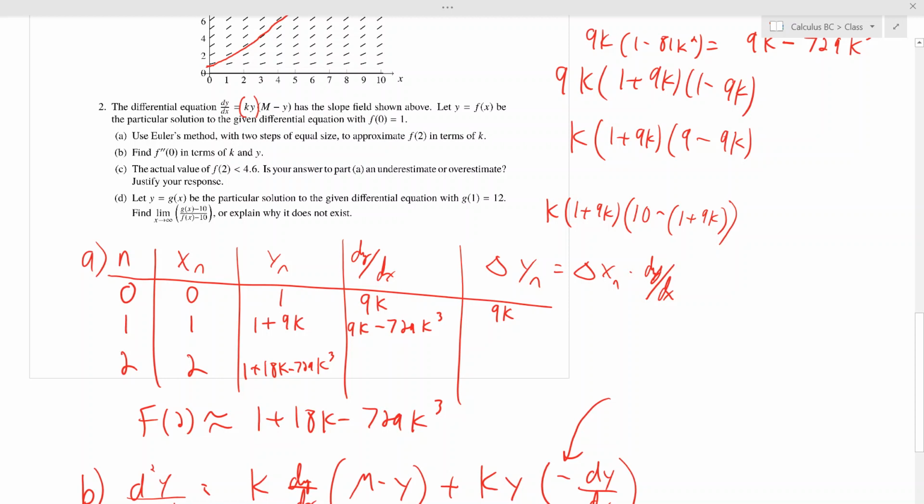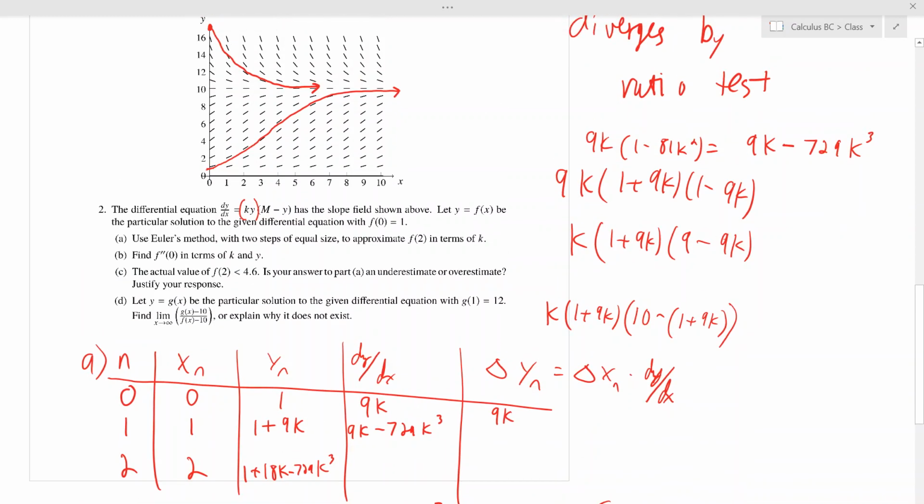B. Find f double prime, y is f of x, of 0 in terms of k and y. So we got that. But they tell us that f of 0 is 1. So I don't know why they just let us plug the 1 in there, but whatever. The actual value of f of 2 is less than 4.6. Is your answer in part A an underestimate or an overestimate? Well, why are they telling us 4.6 then? Oh, just so we know it's below 5.